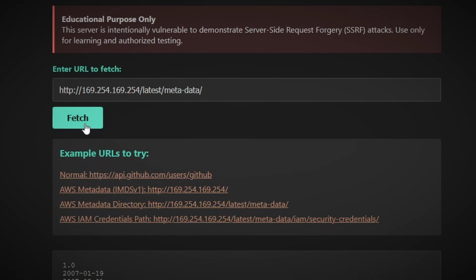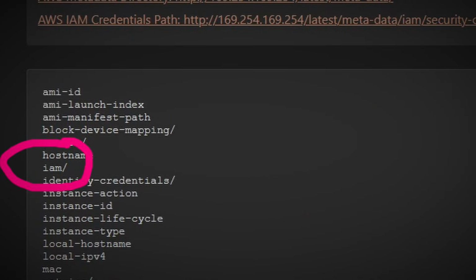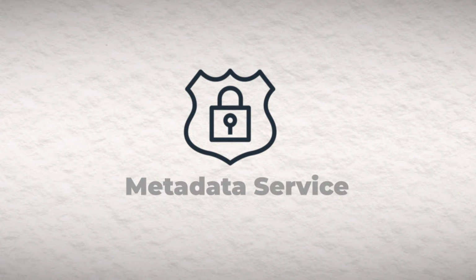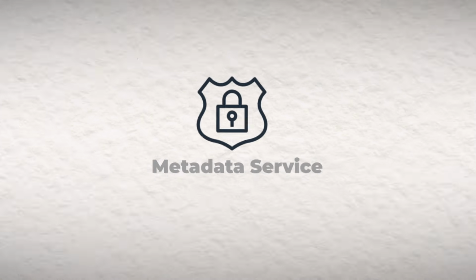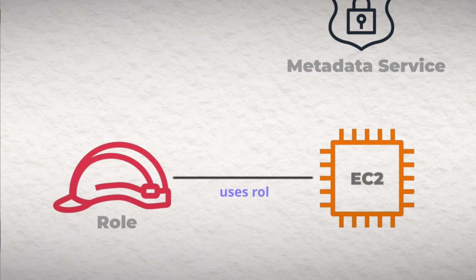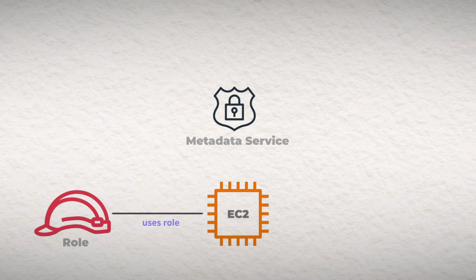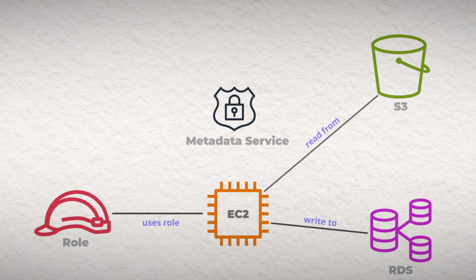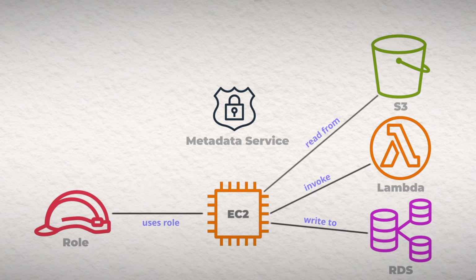If we navigate to /latest/meta-data, we get a directory listing. And right there, you see IAM. That's where the credentials live. But let's go deeper. Okay, quick explanation of what this metadata service really is. When you launch an EC2 instance, you can assign it an IAM role. This gives your applications running on that instance permission to access other AWS services. Maybe your app needs to read from S3, write to a database, or invoke Lambda functions. So AWS generates temporary credentials for that role and makes them available through its metadata service.